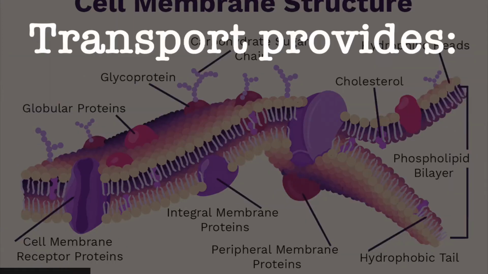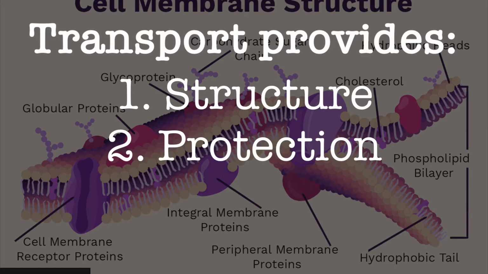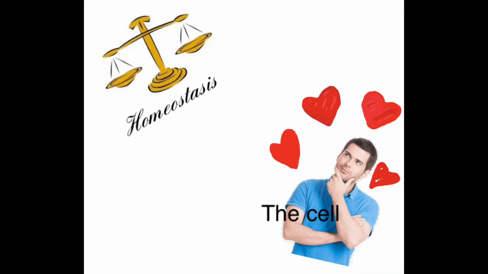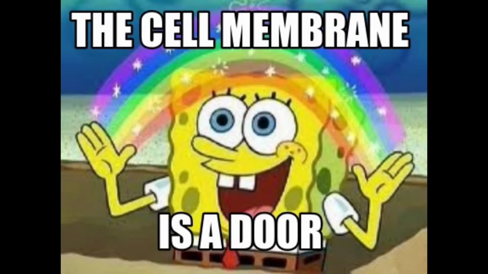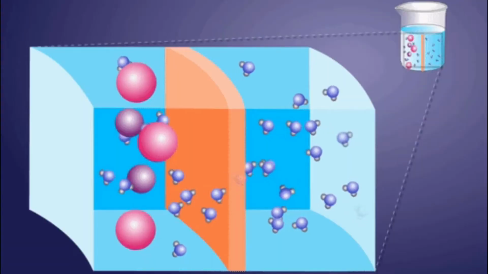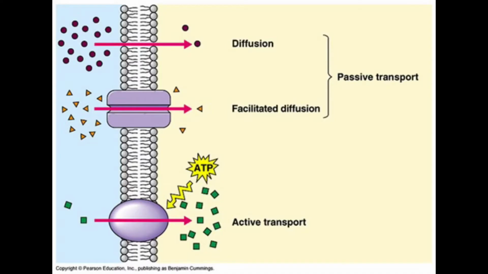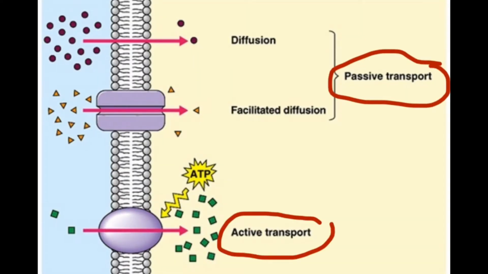Transport across the cell membrane provides structure for the cell, protects cytosolic contents from the environment, and allows cells to properly function. While the cell wants homeostasis, the phospholipid bilayer acts as a guard for what comes in and out. It is semi-permeable, which means it only allows specific substances to pass through. Because of this, many molecules require a specific structure to get them through the cell. The two main ways for them to do this are through passive transport and active transport.